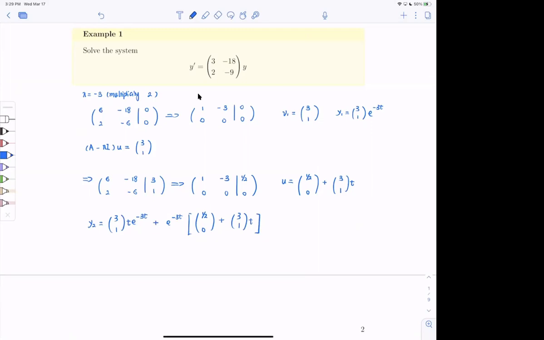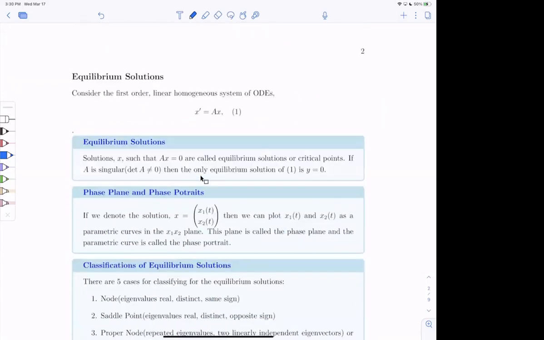Any questions? Or did I make a mistake? X2 is V1t. Makes sense? And the general solution is, well, you add C1 and C2 in there. It's a linear combination of those. Okay, cool. The next one, let's talk about equilibrium solutions.